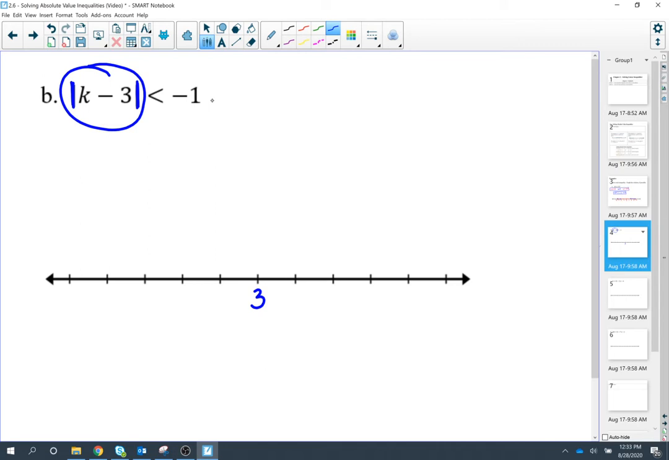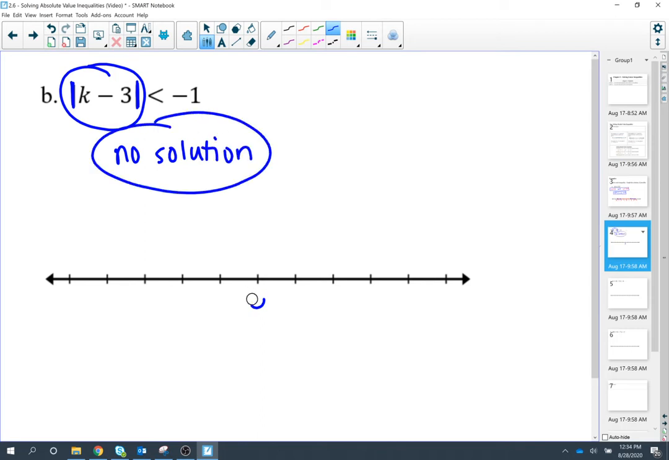So you'd have to get a -2 or a -3 or a -4. You can't. You can't take the absolute value of something and get a number less than -1. So guess what? This has no solution. So graphically, we wouldn't even graph it. It would just be a no solution.